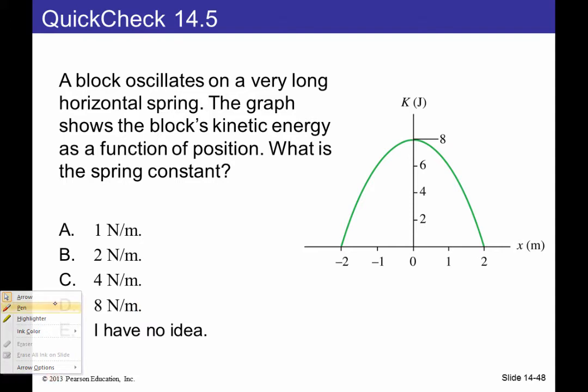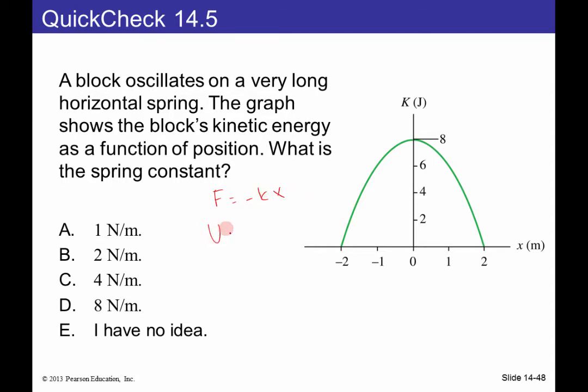If you don't remember, the force in a spring is minus kx, and this k is the spring constant. The potential energy is 1/2 k x squared, and the kinetic energy is just 1/2 m v squared. Take a minute to answer this question.